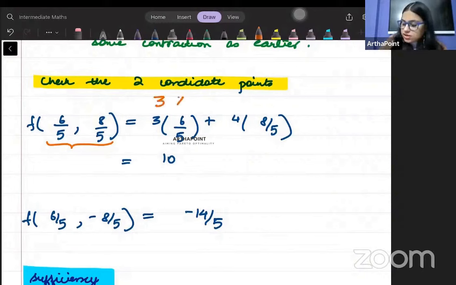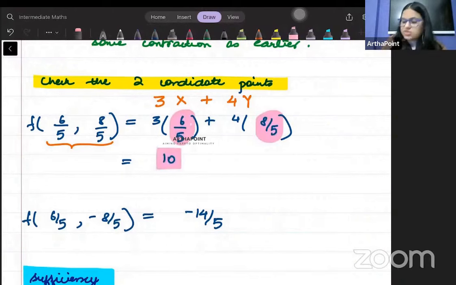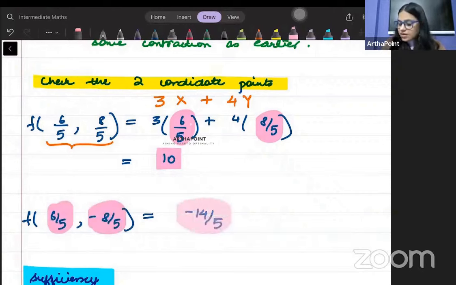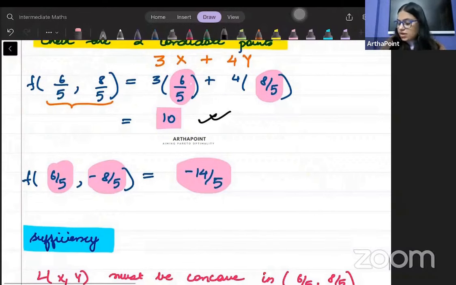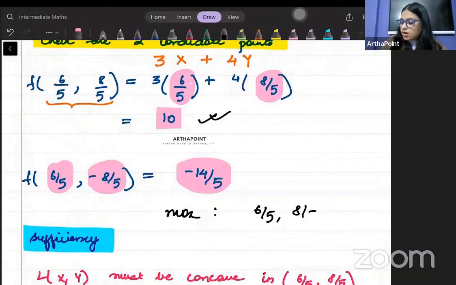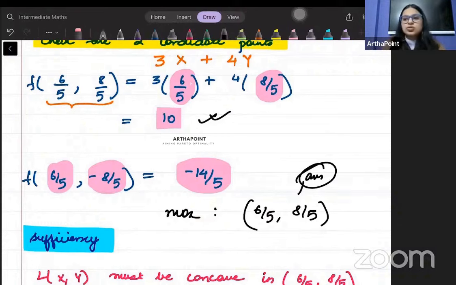So my function was 3x + 4y. So when I plug x as 6/5 and y as 8/5, I get the value as 10. And the second candidate point is 6/5, -8/5. And when I plug in that, I get the answer as -14/5. So clearly this is more. So finally, I get the point of maxima as 6/5, 8/5. And this is the final answer to this question.